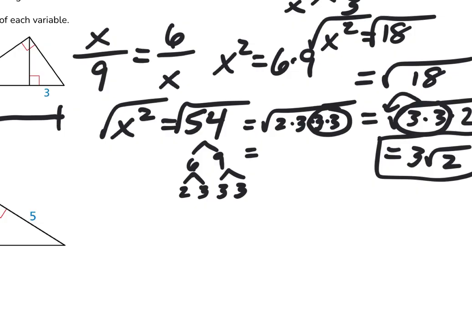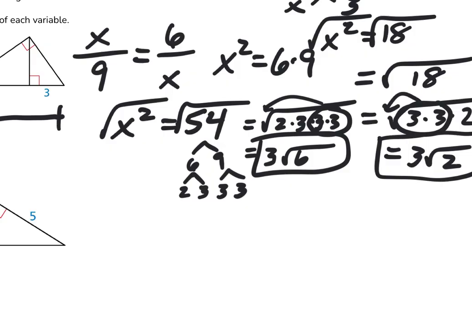We got a pair of 3's. The pair of 3's are going to come out. Left inside are an extra 2 and an extra 3. Because there's nothing paired up here, we're going to multiply these two numbers back together, and that would give us 6. So this would become 3 radical 6.